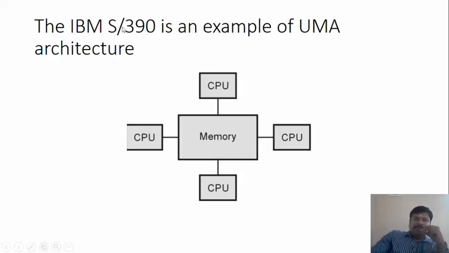It is an IBM S90. It is an example of uniform memory access because the memory is accessed by 4 processors in a uniform manner. So this is called uniform memory access.